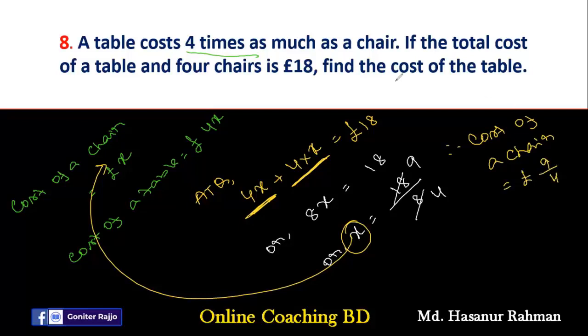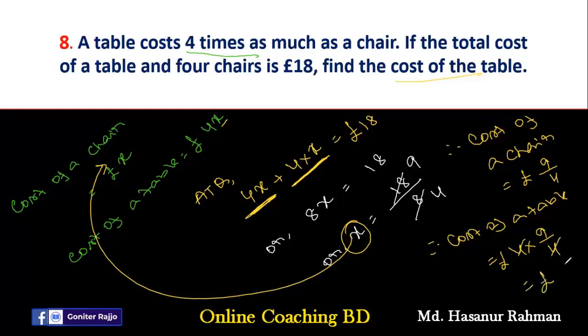We have to find out the cost of the table. Therefore, cost of a table will be, we know the value of X, that is 9 by 4. So 4 multiplied by 9 by 4 pound. So we can divide 4 and 4. Our answer will be 9 pound. So what is the cost of the table? That will be 9 pound.